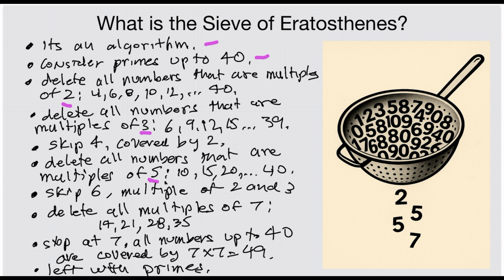Now the next step is to delete all the multiples of 7. So that's going to be 14, 21, 28, and 35. Now we can stop here because if you think about it for a second, all the numbers would have been covered because 7 times 7 is 49, so you don't really need to go any further. So we're going to stop at 7.